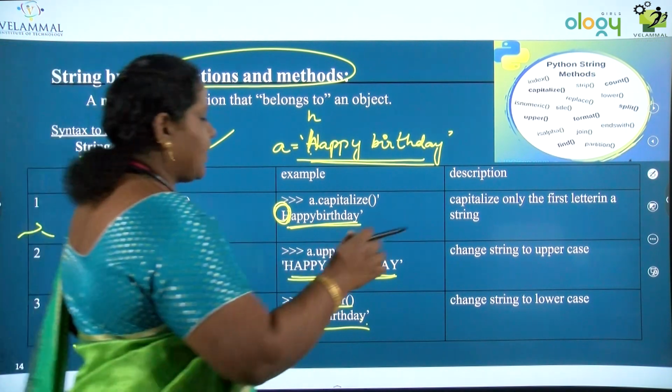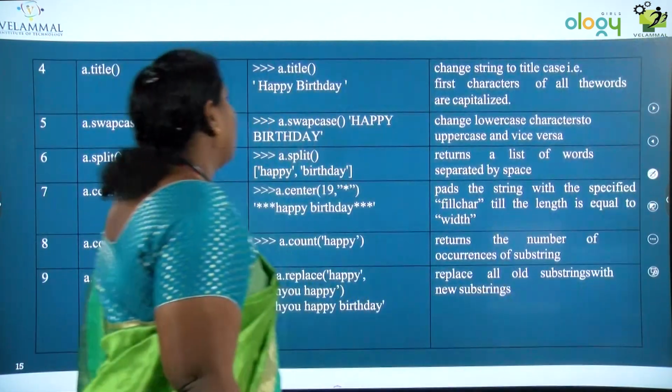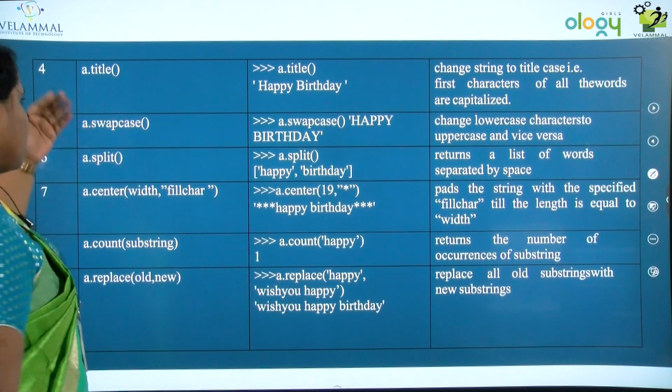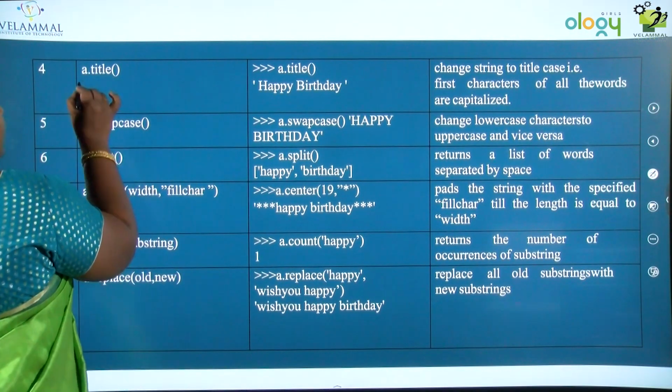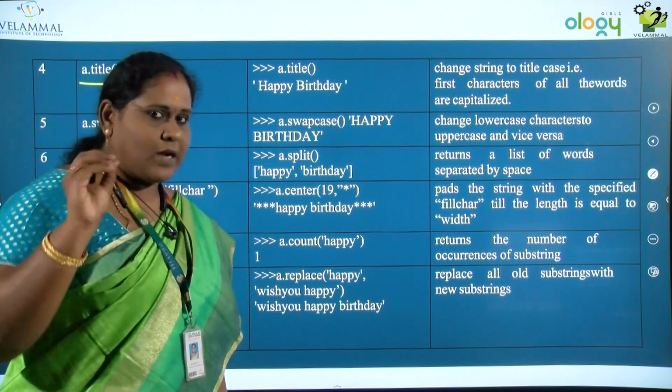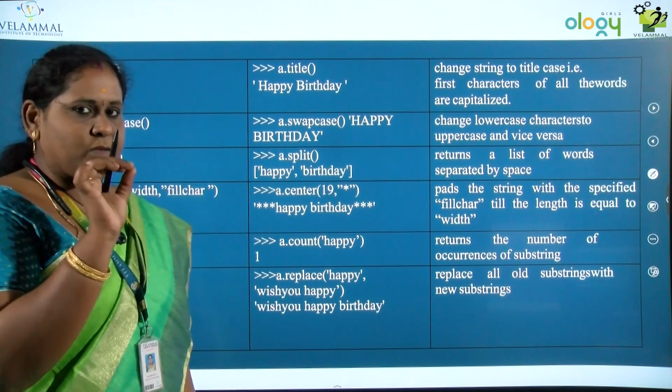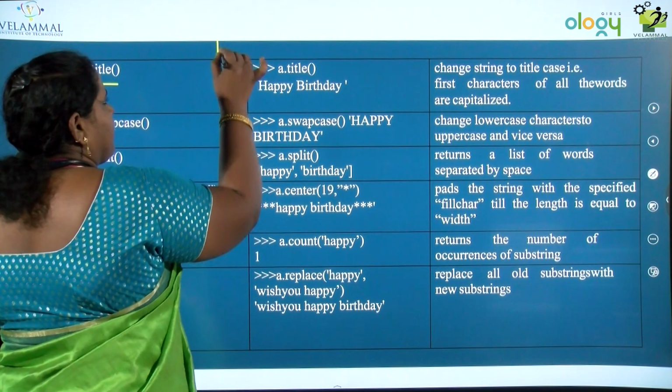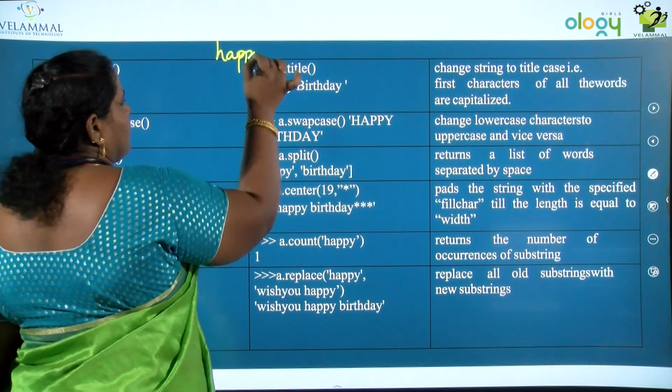So let us move on to the next slide. Followed by the three methods, we'll go on with the remaining ones. Next is going to be title. There is a small difference between the capitalize method and the title method. The first is capitalize. As I told you, if it's happy birthday, this is my string.